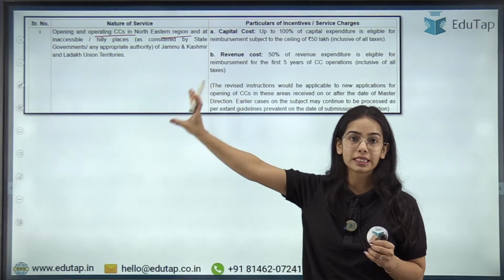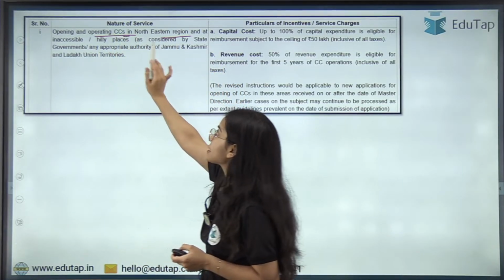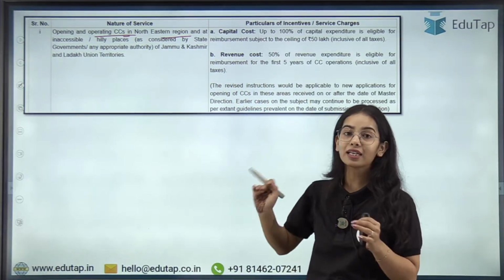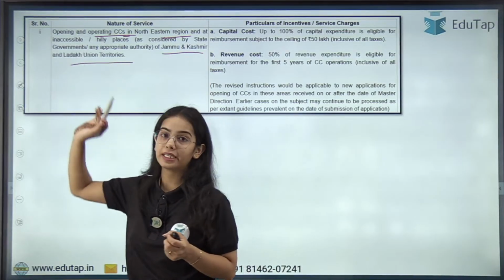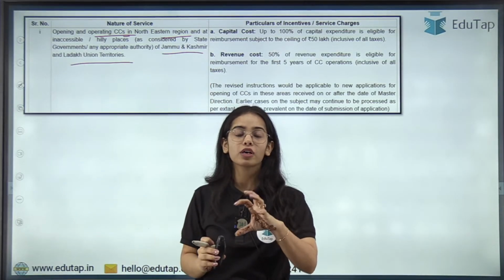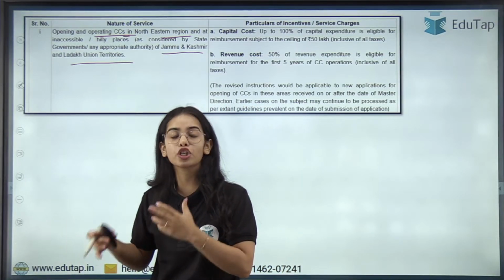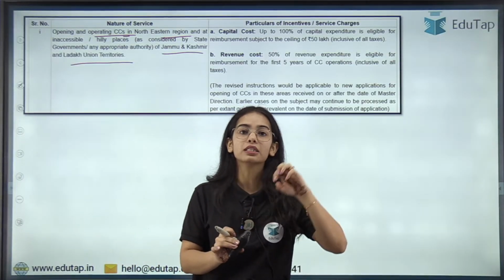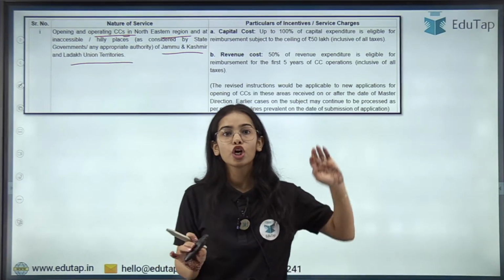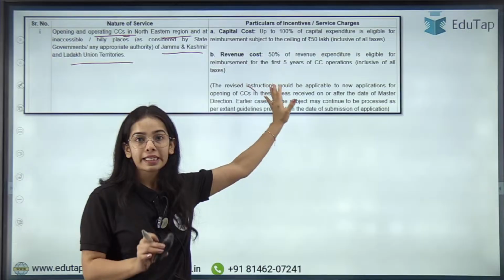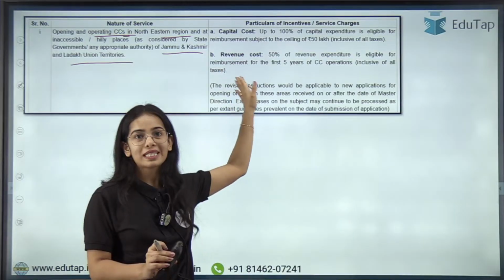You know the northeastern region, the seven sisters are there. So opening and operating of a currency chest in the northeastern region and at inaccessible or hilly areas of Jammu and Kashmir and Ladakh Union territories. It is said that if a bank branch is agreeing to open a currency chest in the northeastern region, or in the inaccessible or hilly areas of Jammu and Kashmir and Ladakh Union territories, there will be certain incentive given by the Reserve Bank of India in the capacity of capital cost and revenue cost.